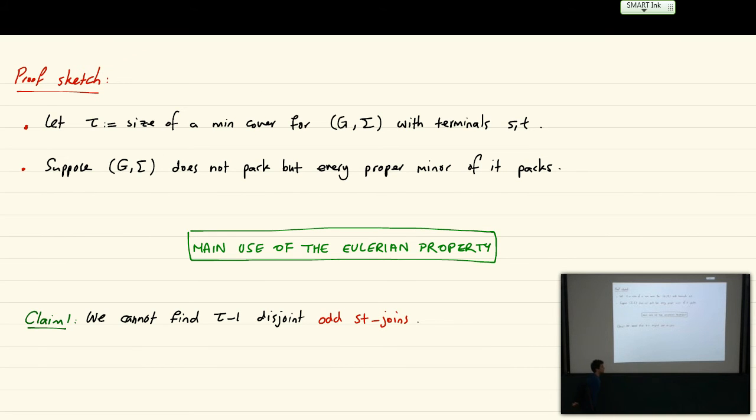The reason for that is, if I have tau disjoint odd S-joins, the parity condition implies that the complement also must contain an odd S-join. That's quite easy. But that's the main place that you use Eulerian. It just says you don't need to find tau. You find tau minus 1, which makes the problem quite a bit easier.